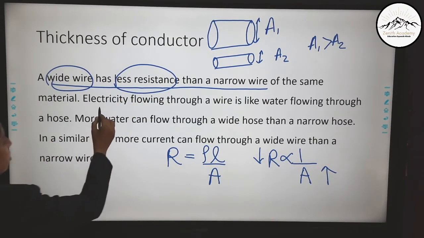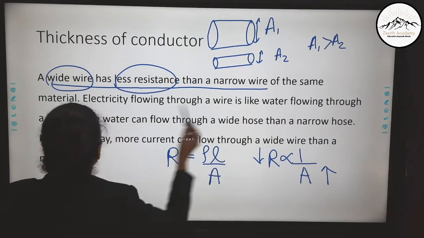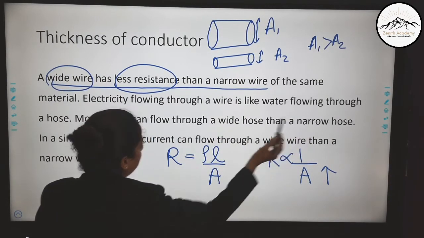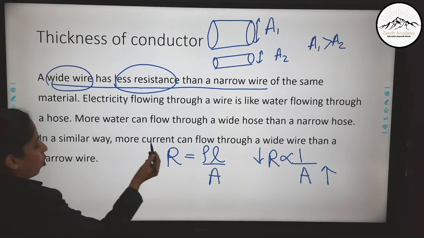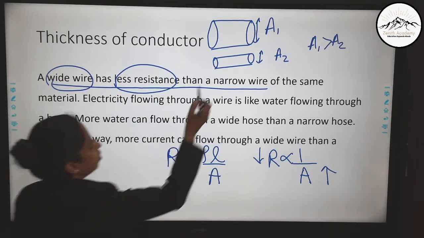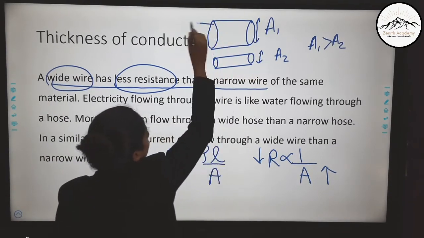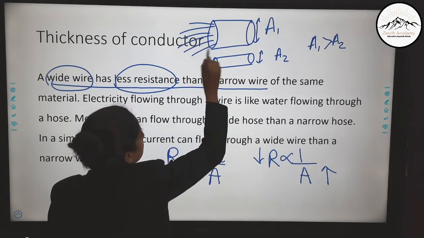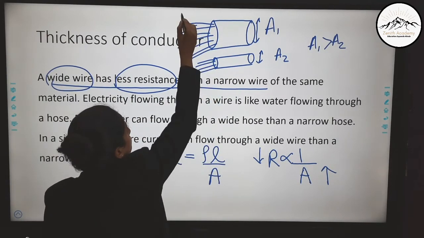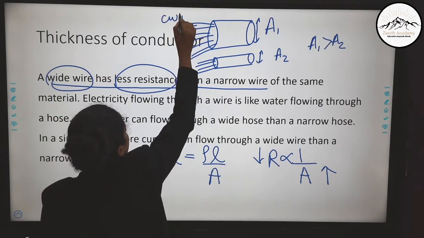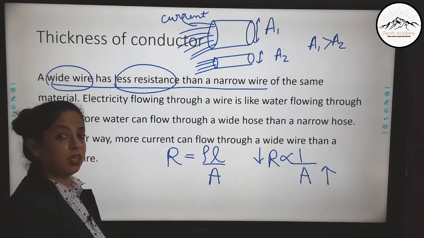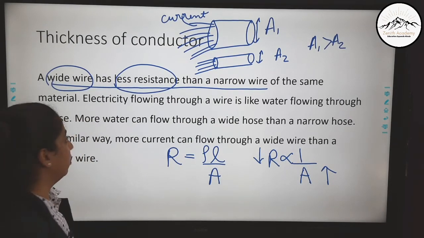So electricity flowing through a wire is like water flowing through a hose. More water can flow through a wide hose than a narrow hose. In a similar way, more current can flow through a wide wire than a narrow wire. So if we take this as a hose, more water can flow through this, whereas here less water will flow. So this water is an analogy to current. The wider the wire, the more the current, and more current means less resistance offered.